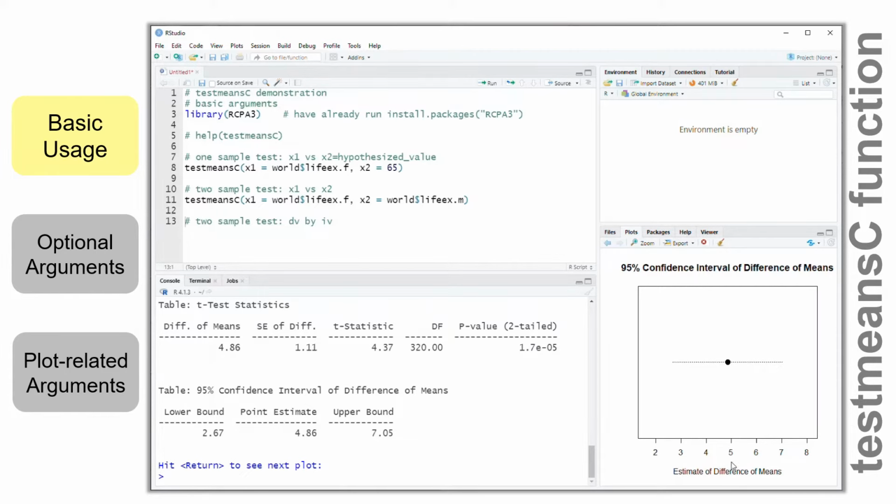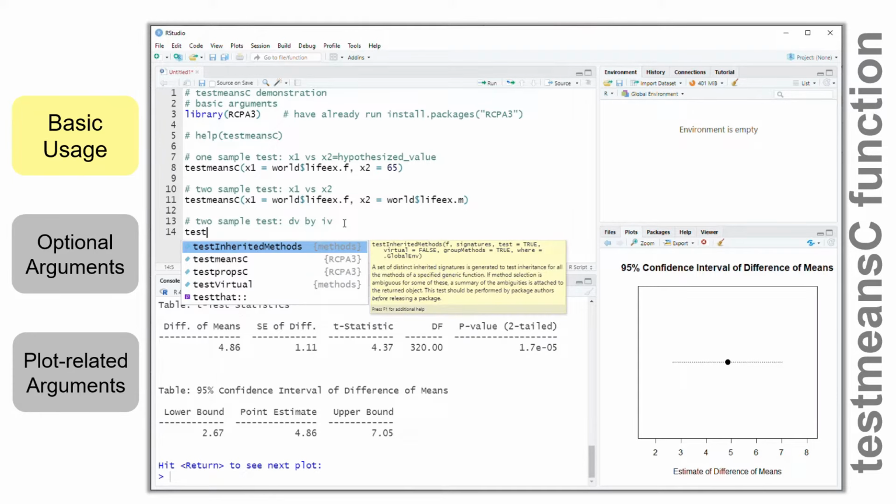So it's given us, again, the confidence interval for the difference of mean estimate. The difference of means estimated 4.86 years, but to be 95% confident that the interval contains the true difference in the population, our bands extend from 2.67 to 7.05. So this is indicating that there is a statistically significant difference in mean life expectancy between males and females in countries around the world.